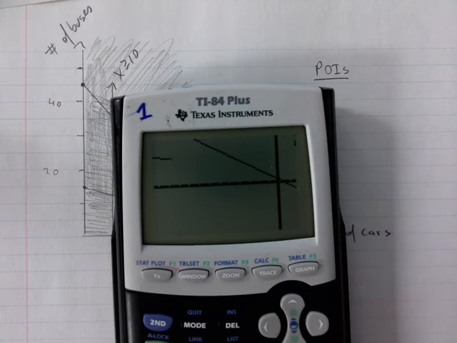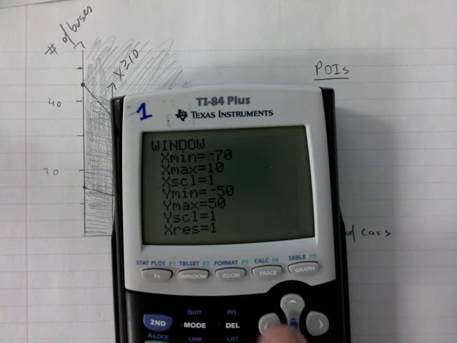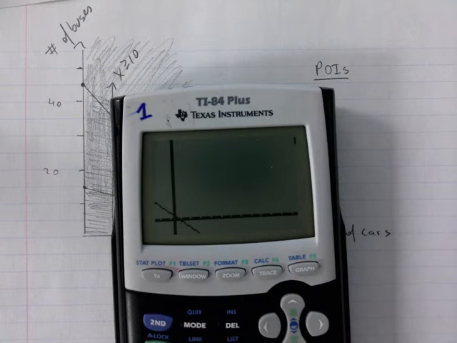I graphed mine and my window is completely off, right? So I'm going to just change that. I don't need negative, right? Negative 10 in the X min. I need to go at least to 70 in the X max. This is what I want to talk about today, the Y min, because these calculators have a bit of a problem with that. And so I'm going to go all the way to 60 or so on the Y max. There it is.